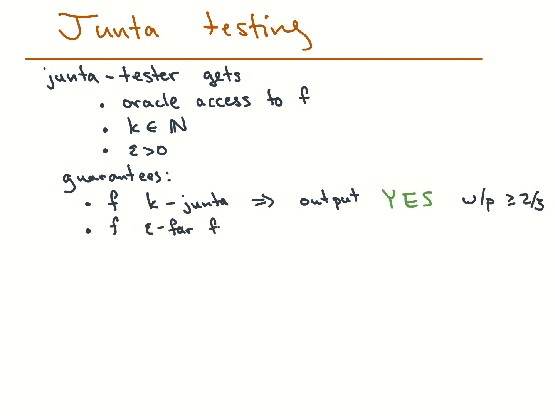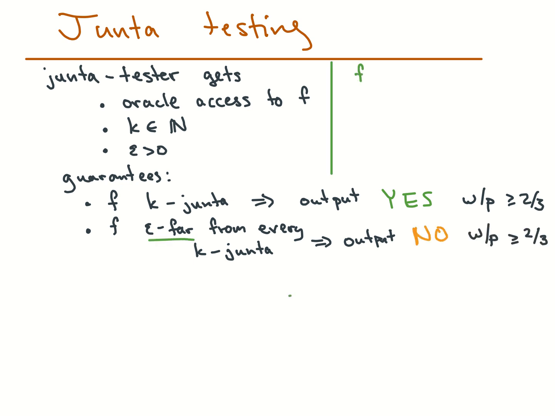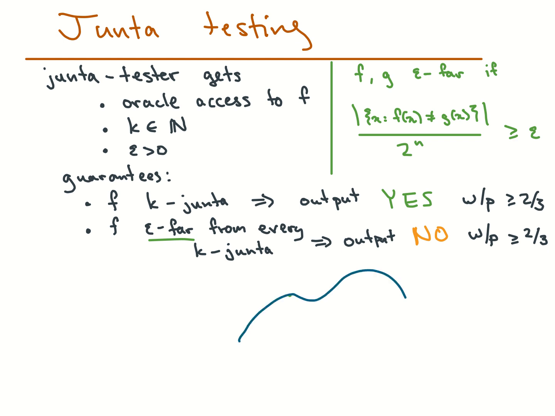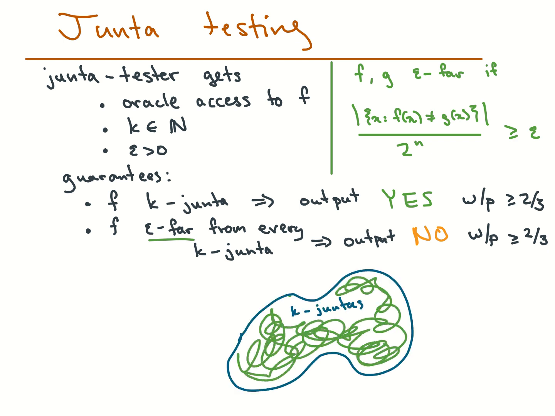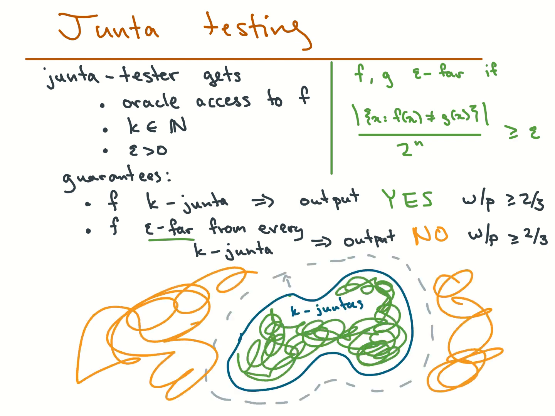And if f is epsilon far from every k-junta, then the algorithm will say no with probability at least 2/3. Here, the meaning of epsilon far is that f is epsilon far from g if they differ on at least epsilon fraction of the discrete cube. If I were to draw a picture of it, the algorithm would be required to say yes on the set of juntas, and no far away from the set of juntas.